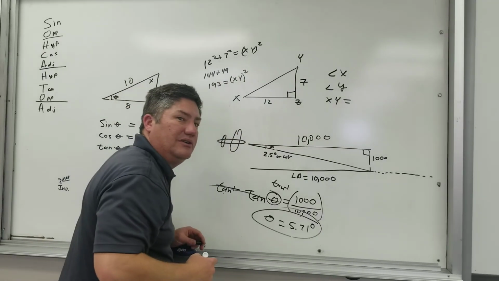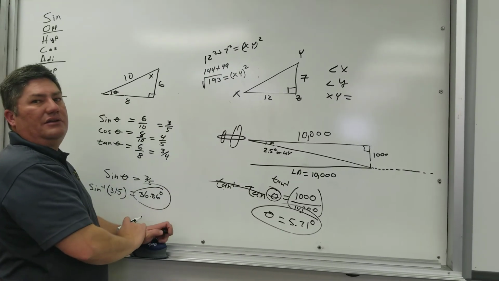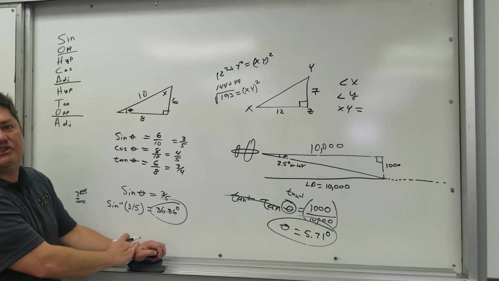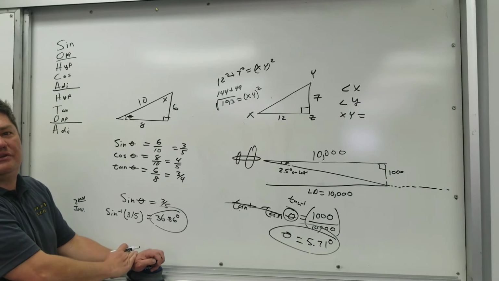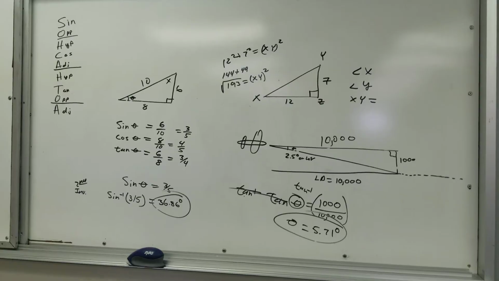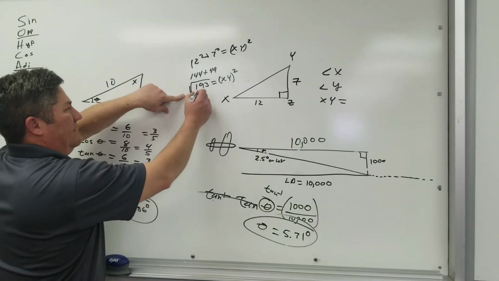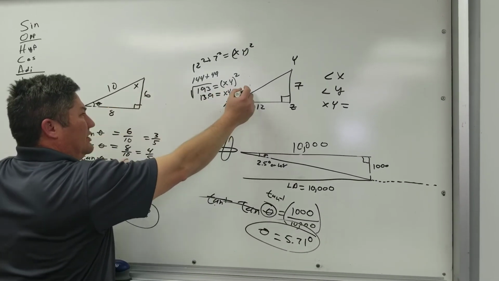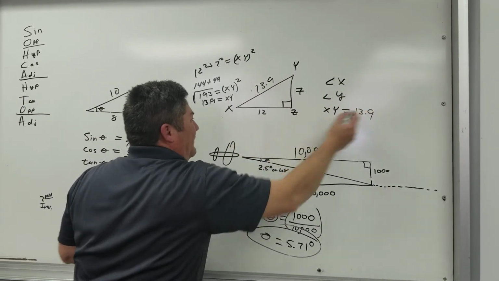Can you do that for me? Square root of 193. You can guess it's going to be about 14-ish, but did you find it? All right, so the square root of 193 is 13.9 equals xy. So this is 13.9. That wasn't very hard. But I have to find these angles.